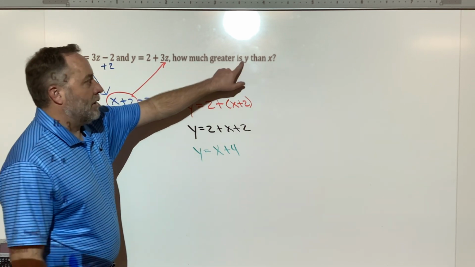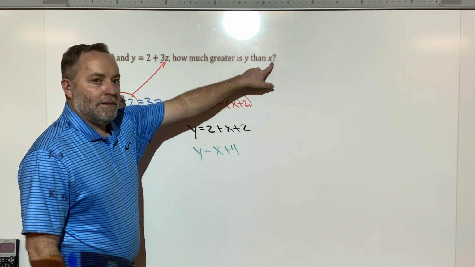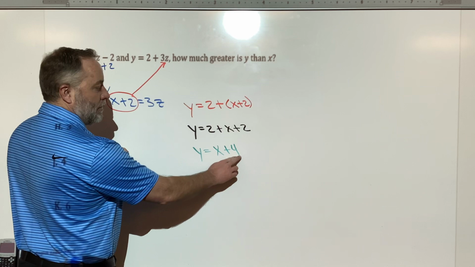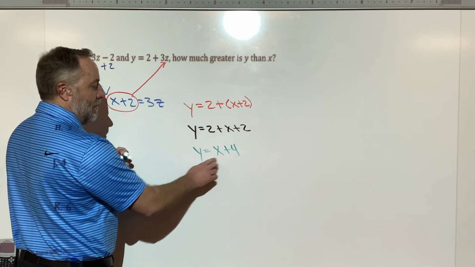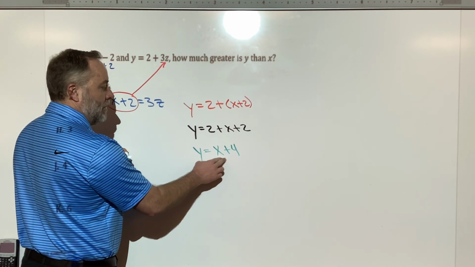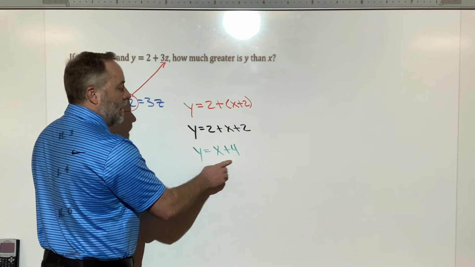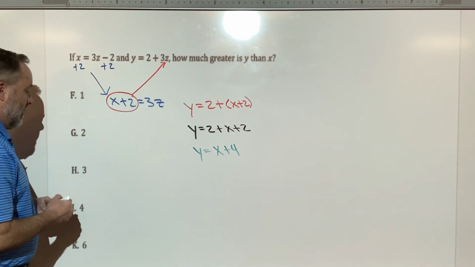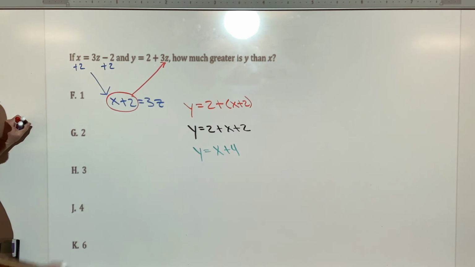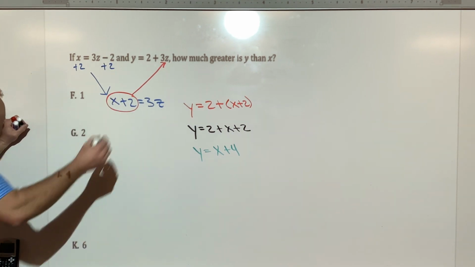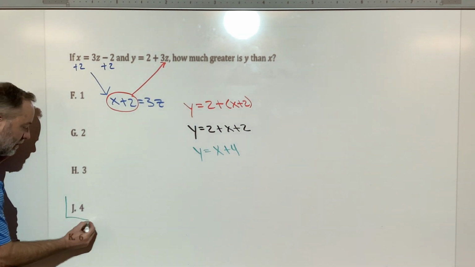So how much greater is y than x? Well, y is 4 more than x, right? Because y is equal to that value plus 4. So y is equal to 4 more than x. And once we know that, we've answered the question. It's 4 more. How much greater? It's 4. And we find that in solution J.